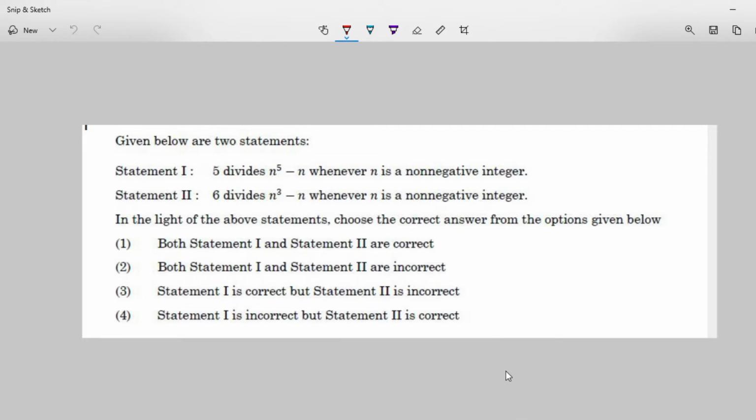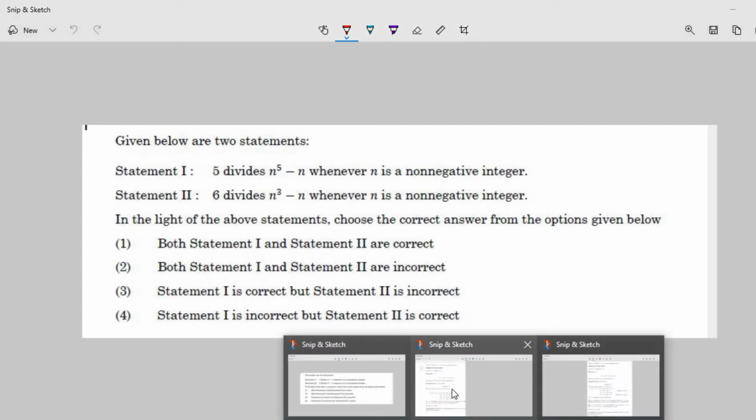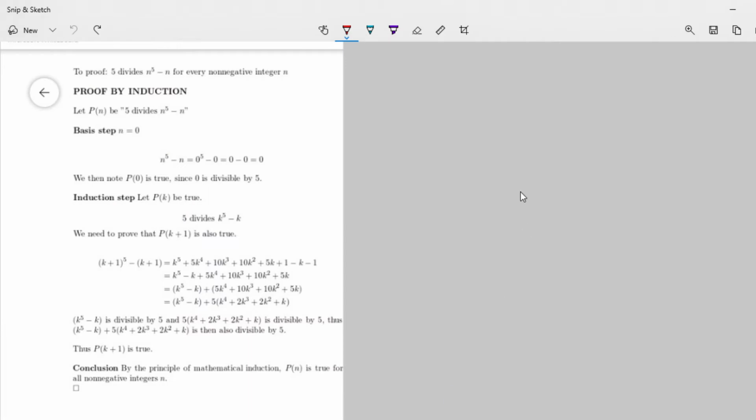So we are going to solve this question using the mathematical induction concept. In the mathematical induction concept, we have two steps. The first one is the basis step. Then the second step is the induction step.